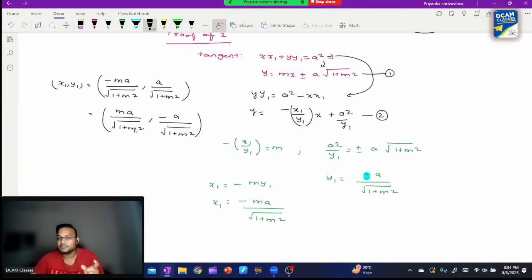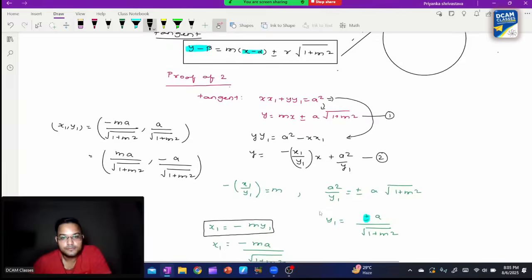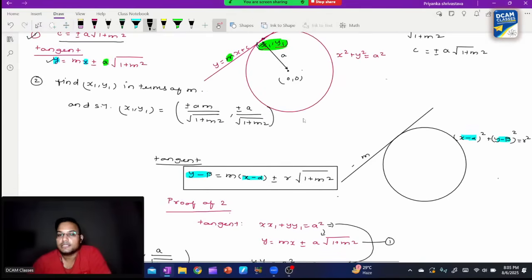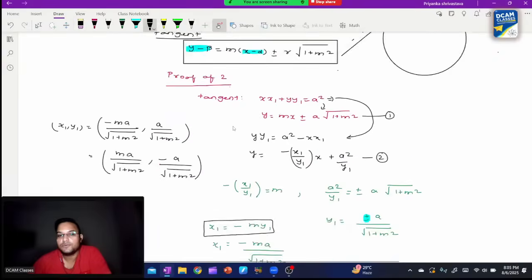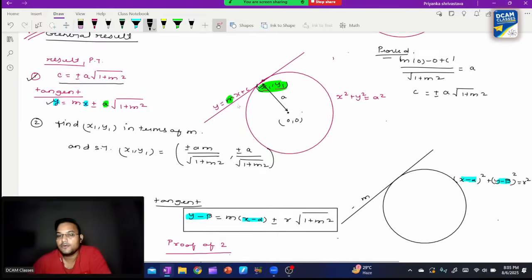Do not make this mistake of taking plus sign on both the coordinates or negative sign on both the coordinates. Because x1 is equal to minus m y1, this relation is important for you because it should be there. Okay. You understood now, everyone? How do we prove it? This general result will help you when you have to find out the equation of tangent and only the slope is given.